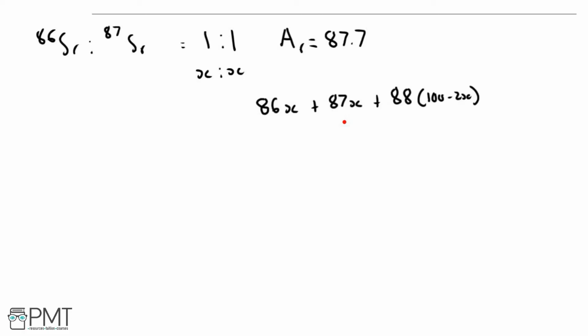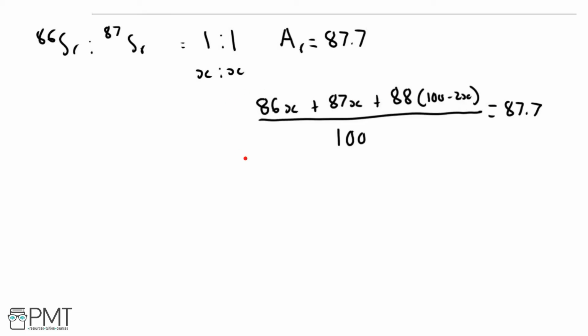Then we need to, just like when we're finding the mean, divide by the total number here. So in this case, the total percentage abundance is 100, as that's the total of a percentage. And then we need to say what this is equal to. So this finds us the average mass, which is our relative atomic mass. So this is going to be equal to 87.7.